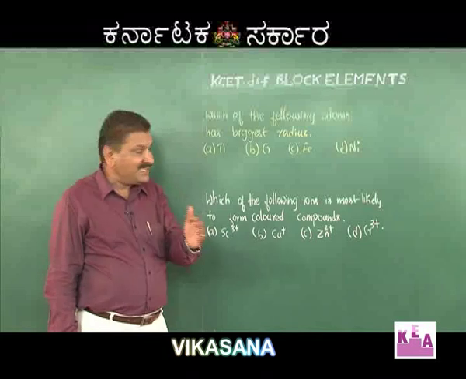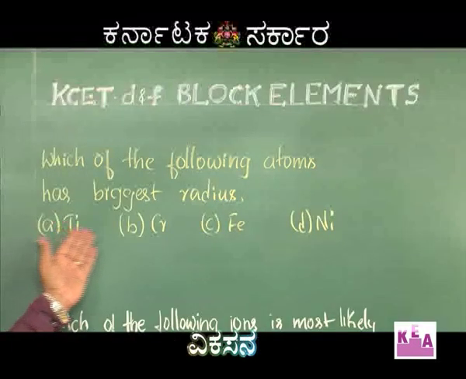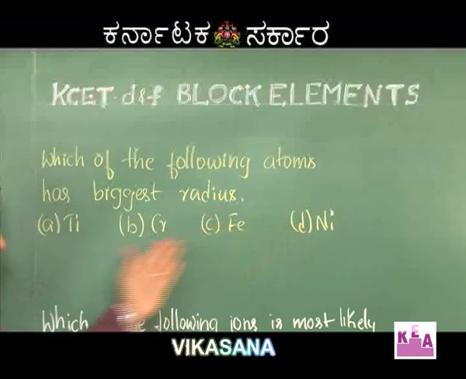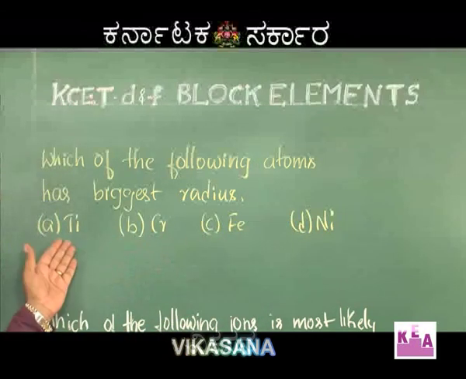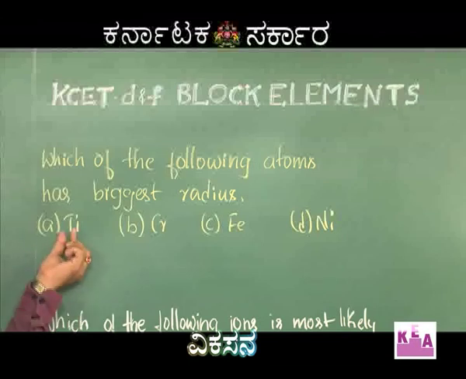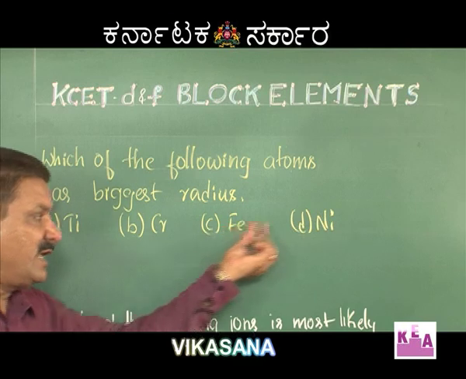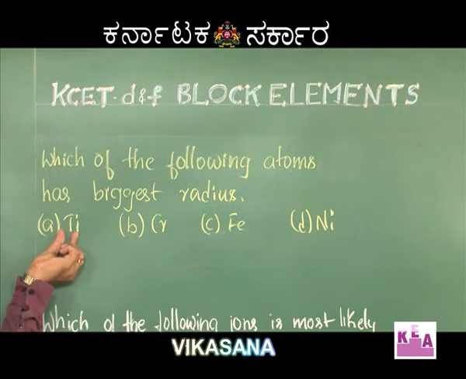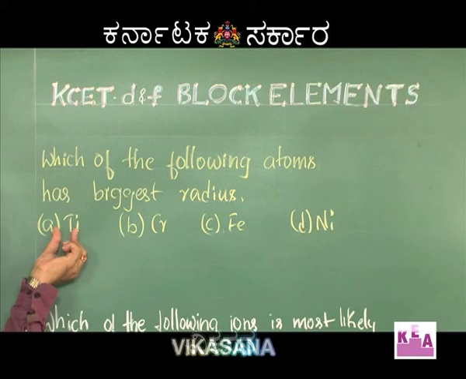When you apply this concept here, titanium comes first, then we have chromium, then iron and nickel. From titanium to nickel, we have a decrease of atomic radius. Of course, it decreases from titanium to chromium, from chromium to iron, and iron to nickel is almost the same. So therefore, titanium has the highest atomic radius. This is one concept wherein you can arrive at the answer.